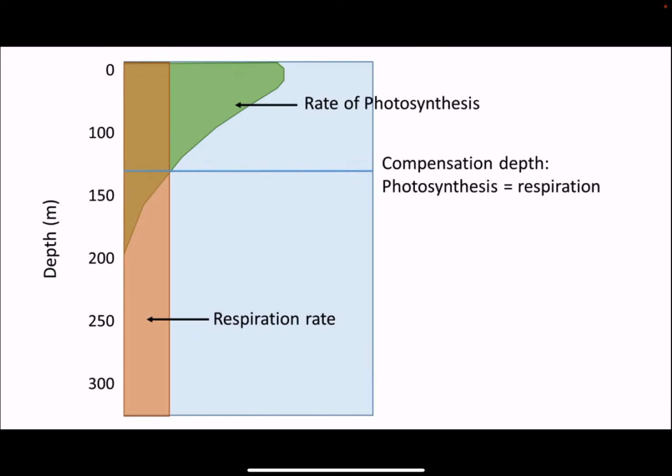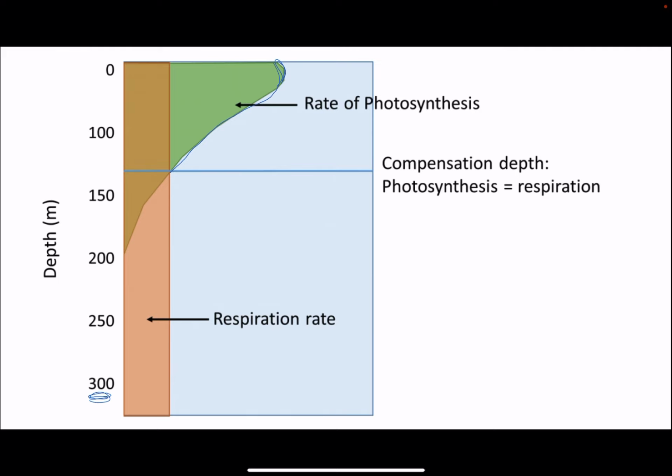And here I think this image shows really nicely, with depth on the y-axis now, and you can see, not looking very deep in the water column, 300 meters, that the rate of photosynthesis, which is in green, reaches a maximum in the surface and then starts to decline as light starts to decline.